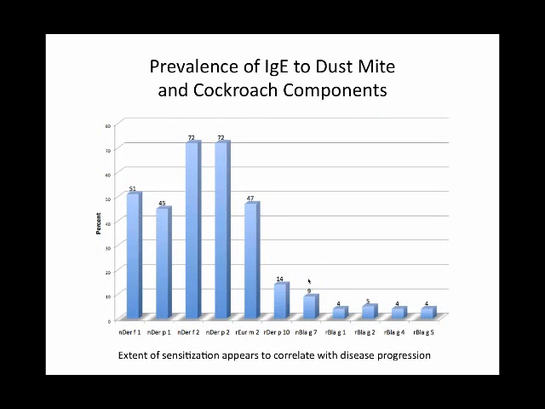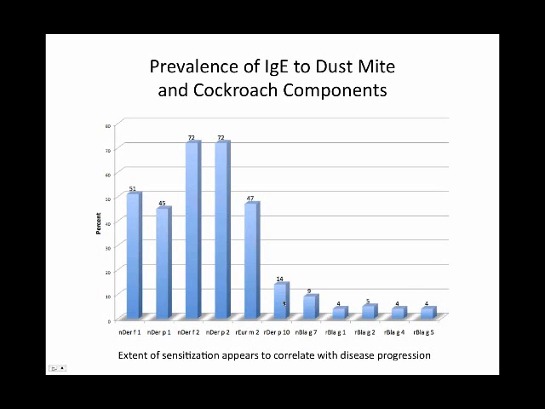Now, I'd be remiss if we didn't talk about some of the insect danders, and dust mite, certainly, is top on everyone's list. I was surprised that we would get so many positives to the storage mite. And this might reflect that if you're very sensitive and have had dust mite allergy for a long time, then you get more of a polyclonal response.